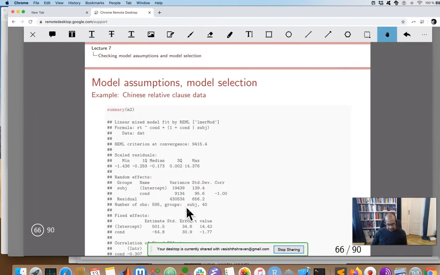And the reason for the singularity warning this time is this -1 correlation. So as I mentioned earlier, if you get a +1 or -1 correlation between the intercepts and slopes, what that does is that it makes the matrix, the variance covariance matrix, not invertible. That is bad news for us because we generally need to invert the matrix in order to estimate the parameters, etc.